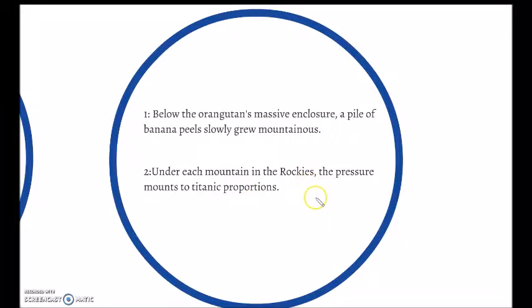How do we know? Well, if you remember from the first part, the pressure is the one mounting. So in this case, the comma needs to be placed before the operative subject and verb. So you know that all of this is a prepositional phrase, and it needs a comma in order to separate this idea from the rest of the sentence. Let's try the other one. Below the orangutan's massive enclosure, comma, a pile of banana peels slowly grew mountainous. We know that the pile is the one growing, so the comma has to go before the pile.